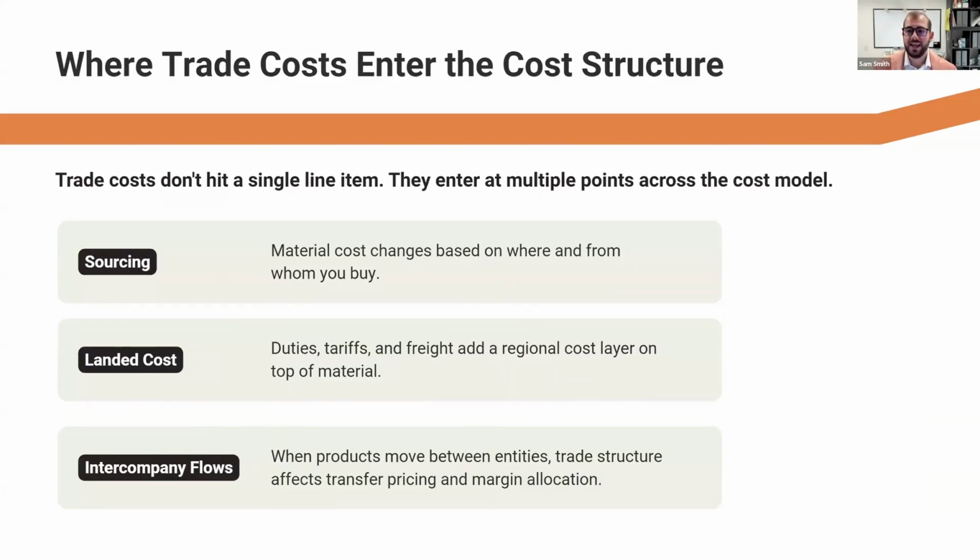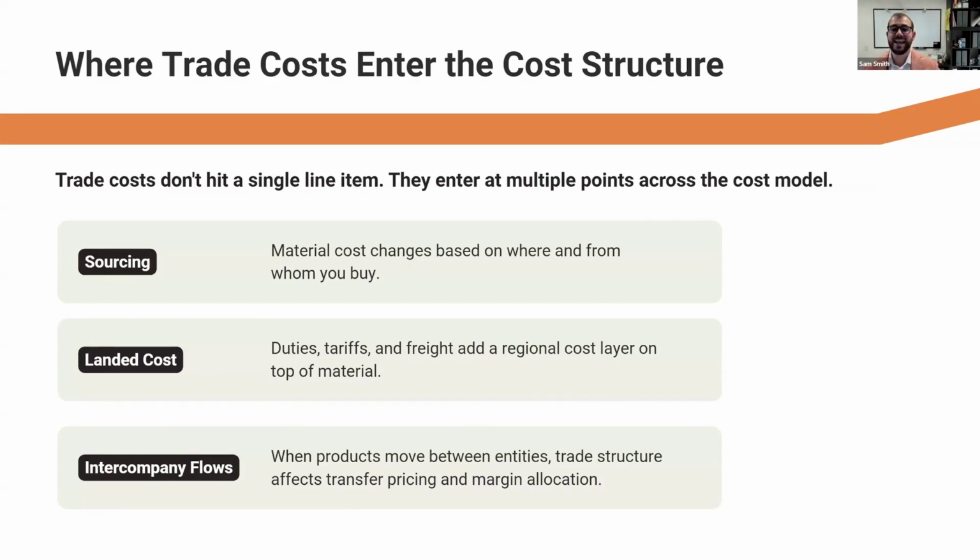So trade costs don't hit a single line item. That's one of the things that makes them tricky to model and easy to underestimate. There are 3 practical places in the cost structure where they tend to mostly show up. The first is material cost. This is the most obvious and visible one. When a tariff changes, the price we pay for the component changes, but it's not always a straight pass through from the supplier. Sometimes the supplier can absorb part of it, sometimes they pass it all through, sometimes there's lag. Our models need to be able to reflect that variability, not just the current rate.